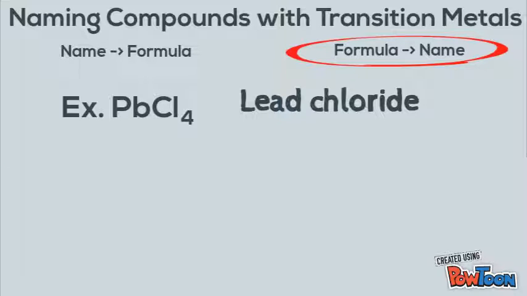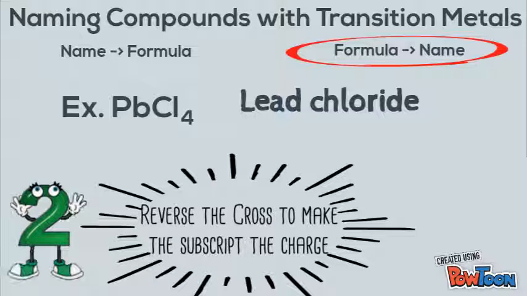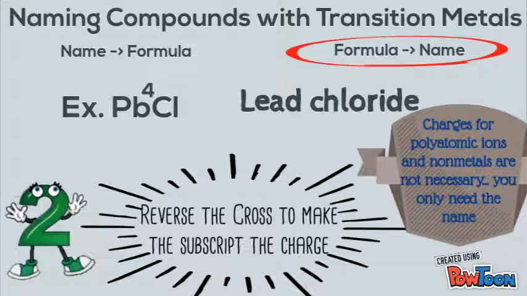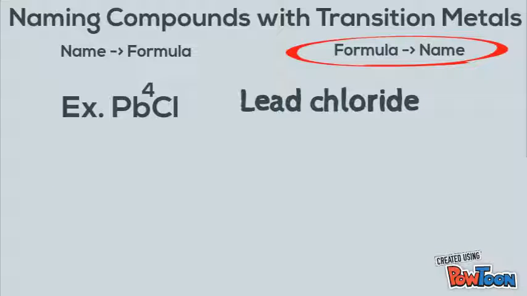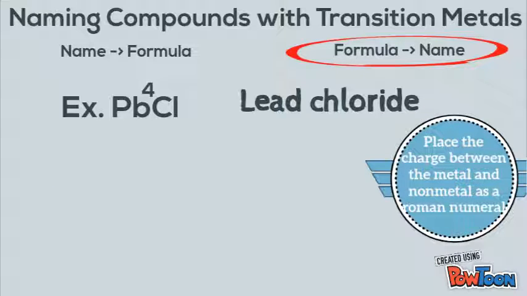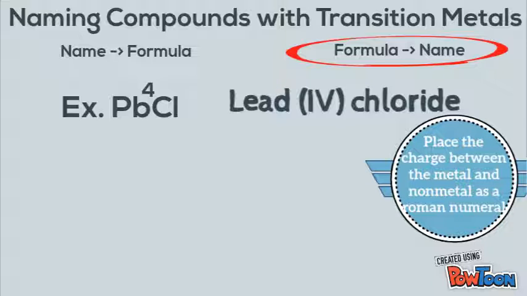The second step is to reverse the cross to make the subscript now the charge. So we're going to take this 4 subscript and reverse the cross, undo the cross, and make 4 the charge for lead. Charges for polyatomic ions and nonmetals are not necessary because all we need is the name. And so we're going to place the 4 charge between the metal and the nonmetal as a Roman numeral, so lead chloride becomes lead 4 chloride.